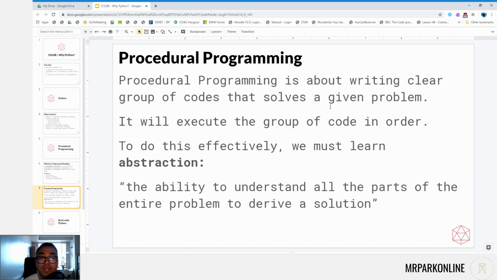Procedural programming is about writing a clear group of code that solves a given problem. It will execute the group of code in order. For us to do this effectively, we must learn what abstraction is. Abstraction is the ability to understand all the parts of the entire problem so that we can derive a solution. So basically, programming is all about tackling a problem and figuring out the best set of instructions that a computer can follow so that we can solve that problem. And the easiest way to do this is starting at what is our first instruction and what should our next set of instructions be, so that at the end, our program solves a given problem. And that is the essence of what procedural programming is.